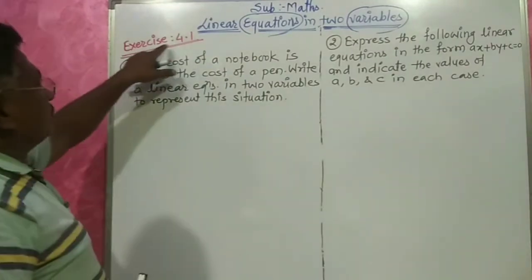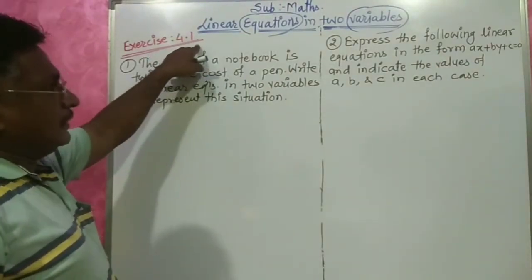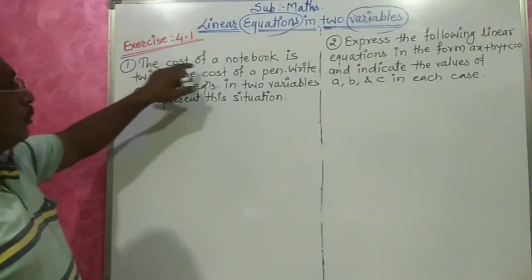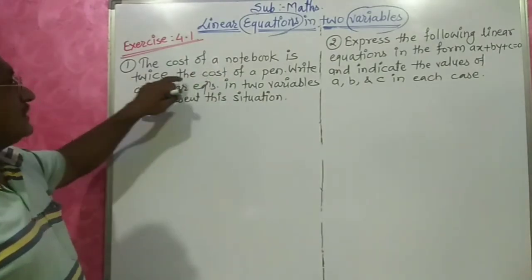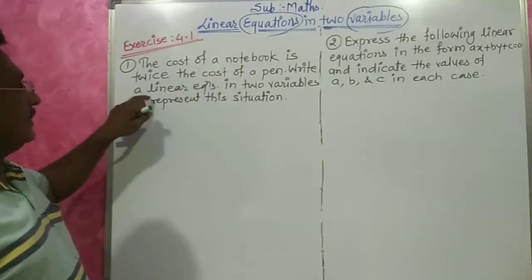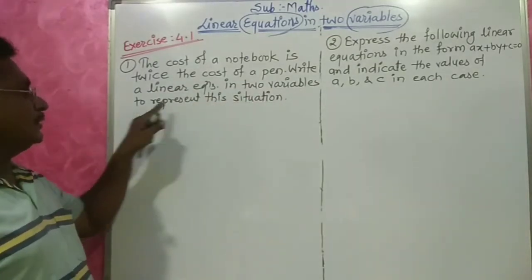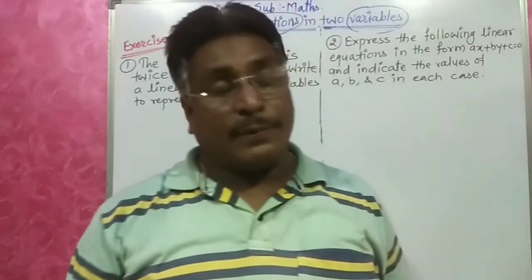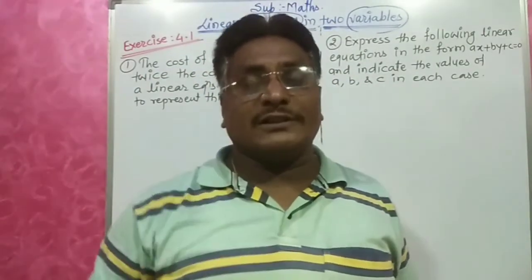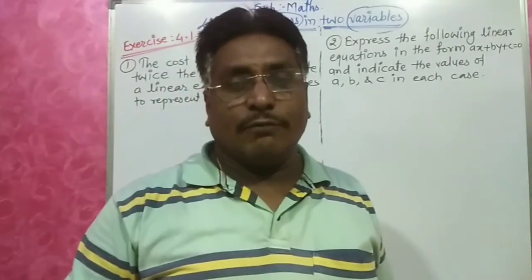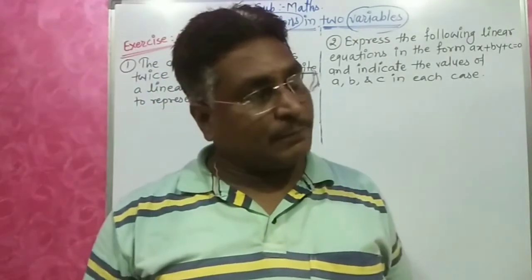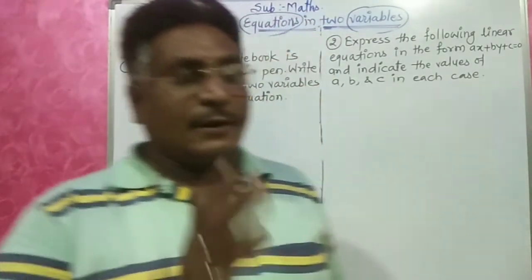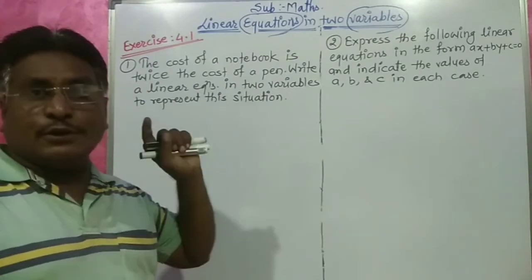Now exercise 4.1, the first exercise, based on basics. So the first question is: the cost of a notebook is twice the cost of a pen. Write a linear equation in two variables to represent this situation. So it is a word problem. The most important thing is how to read the word problem, how to break the word problem. Those who understand these things can easily form the linear equations in two variables.